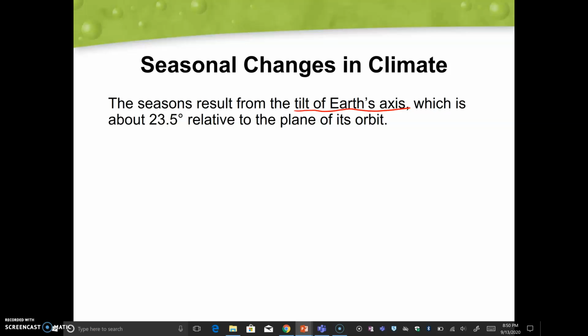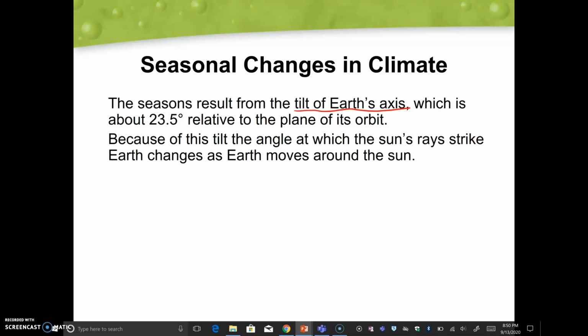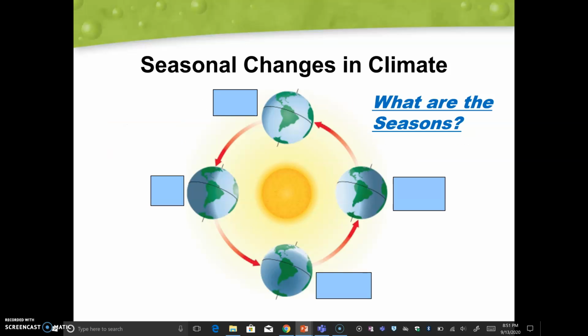And that's a different plane depending on where we are in orbit around the sun. So because of this tilt, the angle at which the sun rays strike the Earth changes as we move around the sun. So when we're talking about our relation to the sun, it's when we are moving around the sun, and that tilt changes the angles of those sun rays.